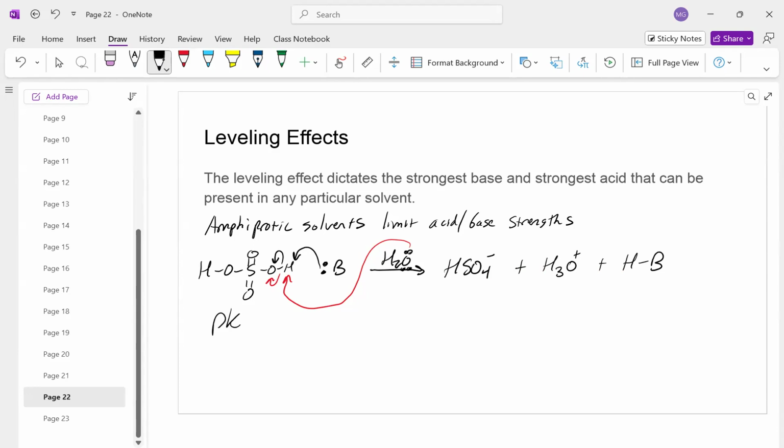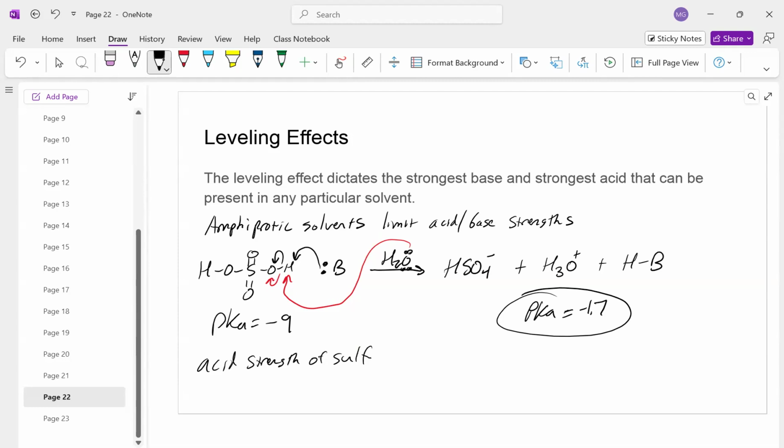Now the pKa of sulfuric acid is -9, but the pKa of hydronium is -1.7. That means I'm not going to get the full effect of deprotonating the sulfuric acid because I have something with a smaller pKa value. So really the acid strength of sulfuric acid is not -9, it's going to be -1.7.